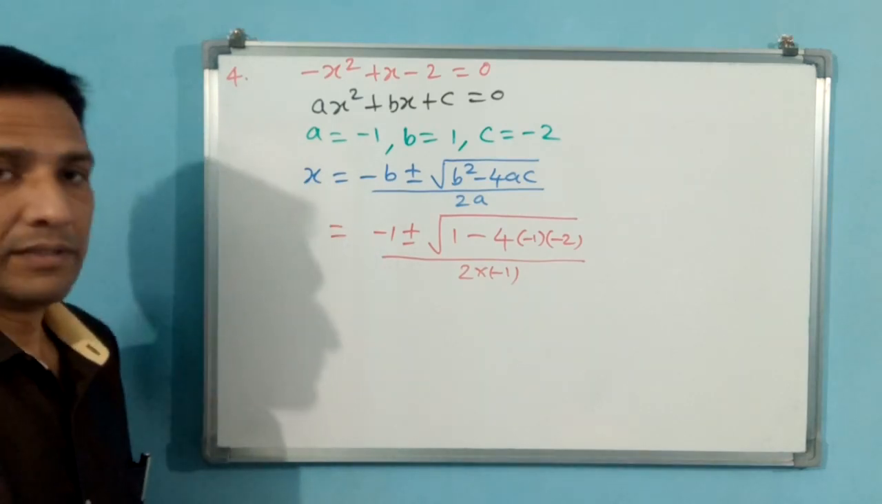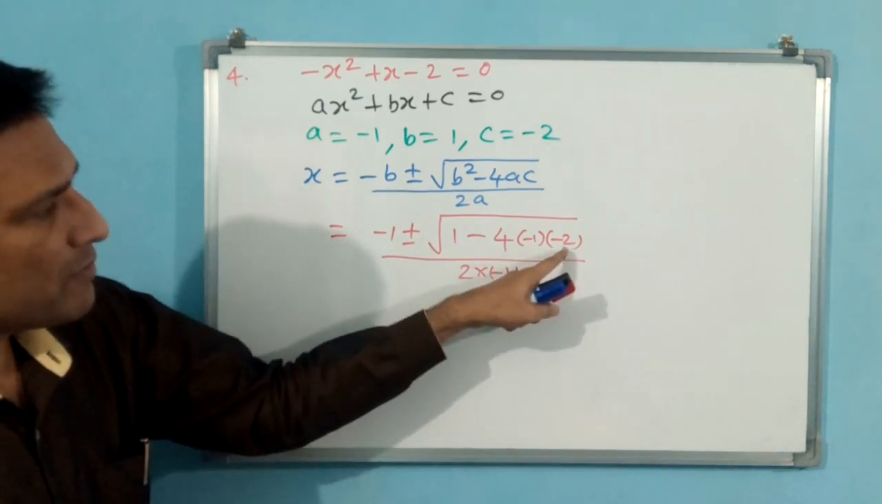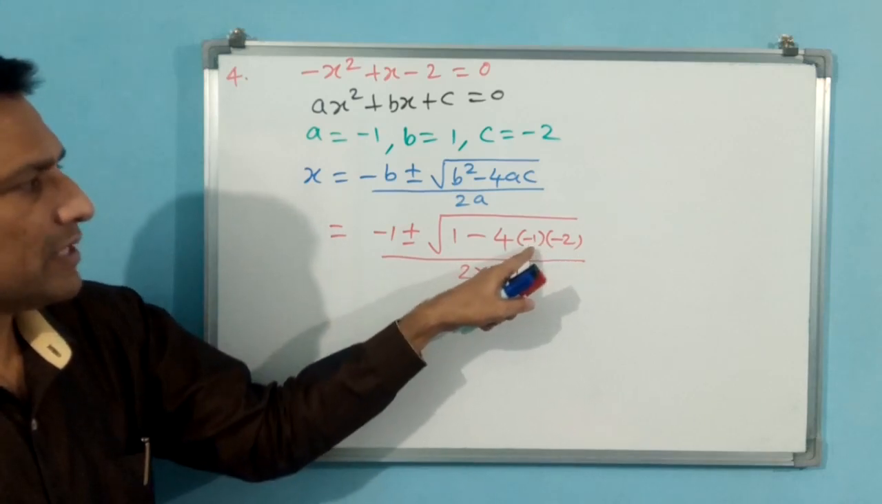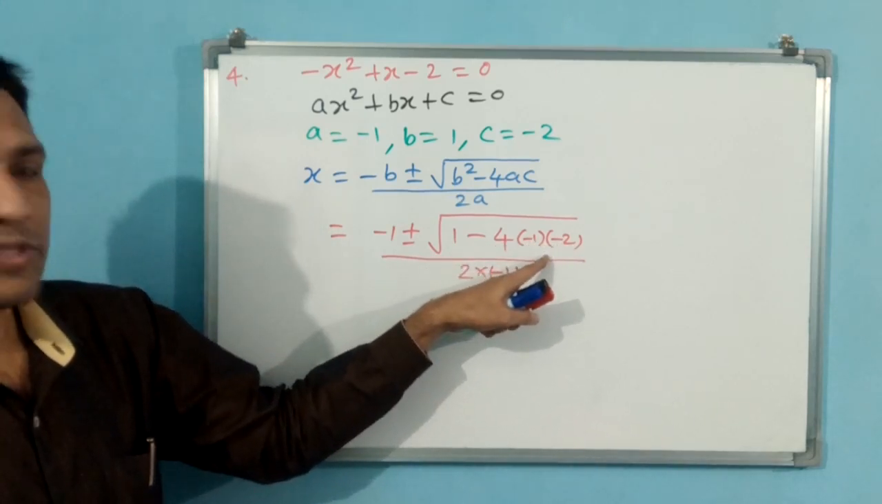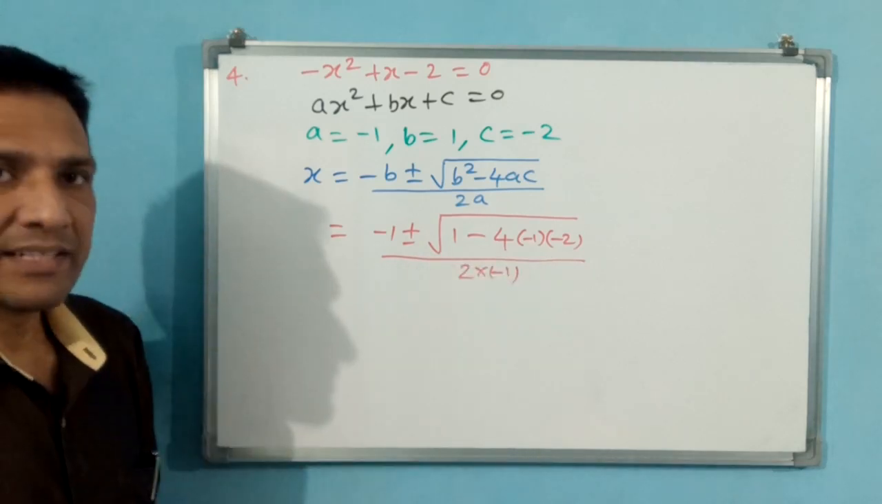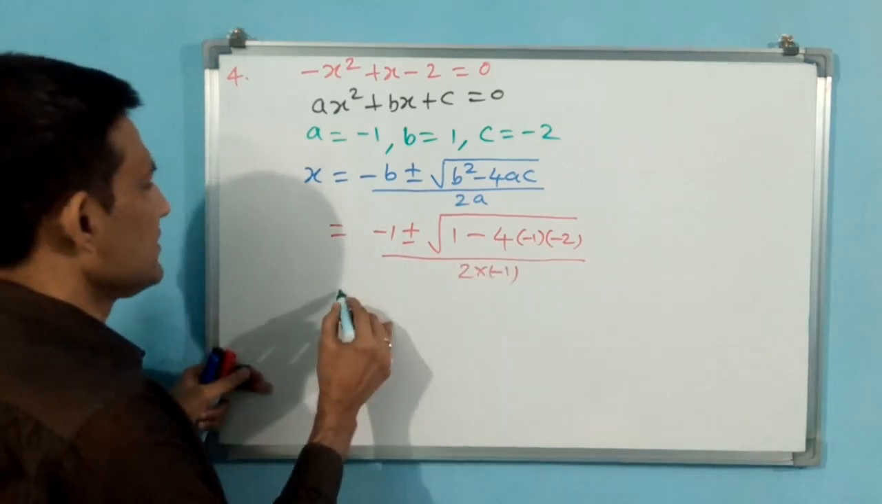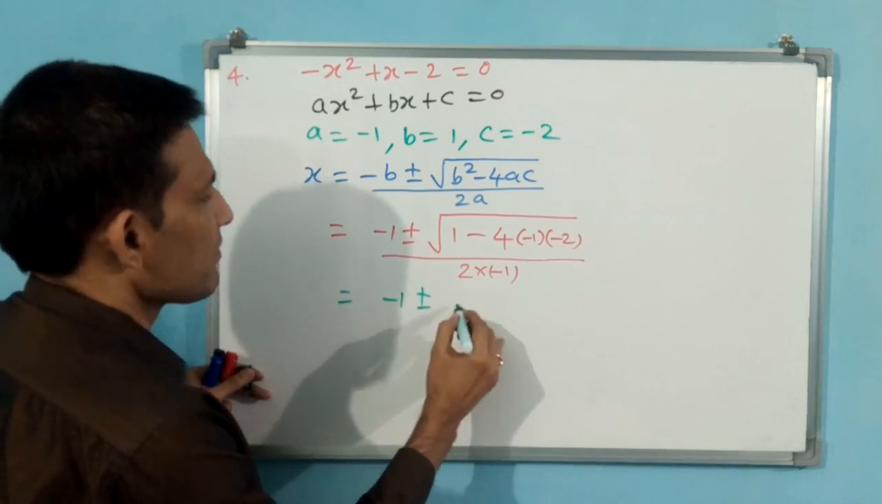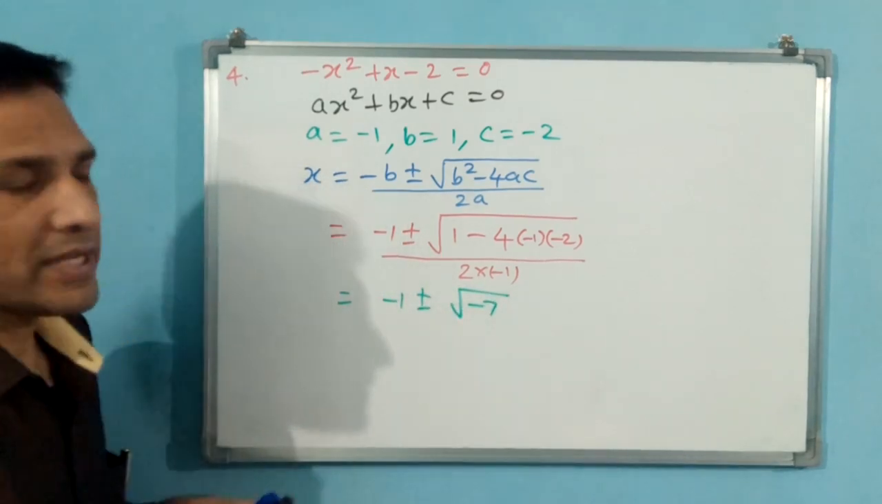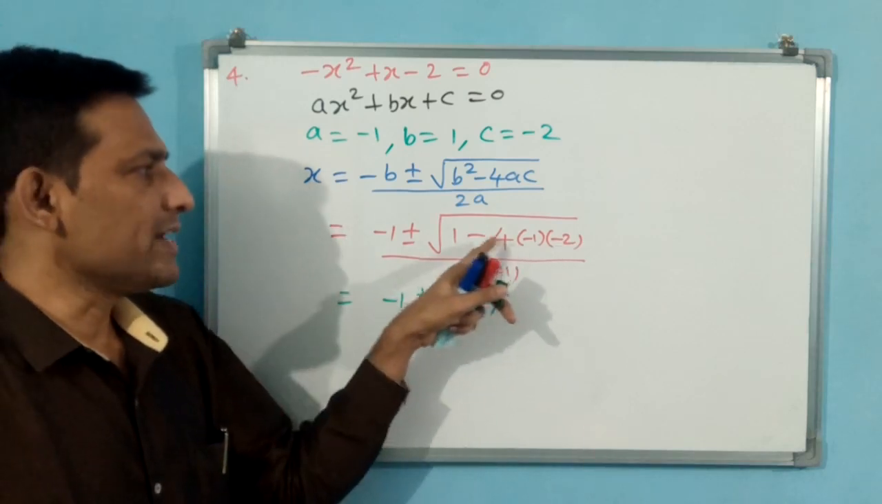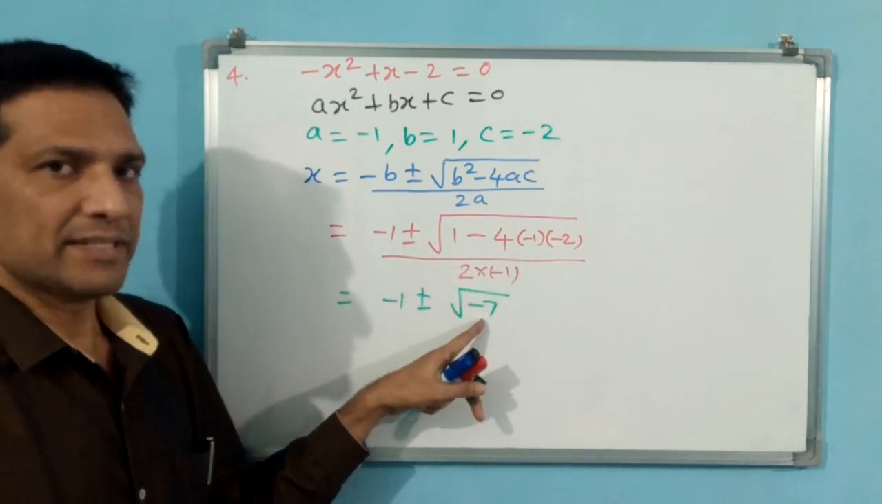Now you see, minus 1 and minus 2 plus 2 will come. 1 into 2, 2 plus 2, 4 into plus 2, 8. 1 minus 8, minus 7. Write down: minus 1 plus or minus square root of minus 7. You understand now how it has come? 4 into 2, 8. 1 minus 8, minus 7.